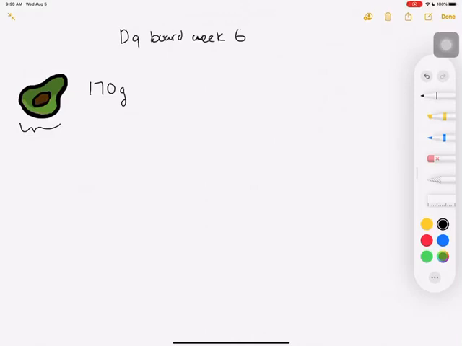Okay, so Avogadro's number, let me just give you this number over here, is going to be 6.0221 times 10 to the 23 items. This is what 1 mole represents, that many items. So if I have 1 mole of avocados, that's going to be 6.0221 times 10 to the 23 avocados.